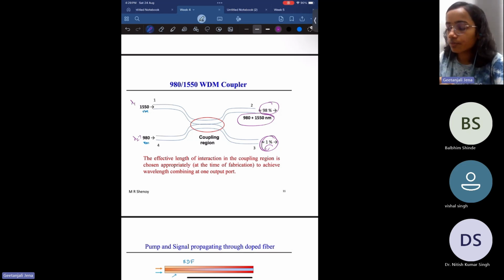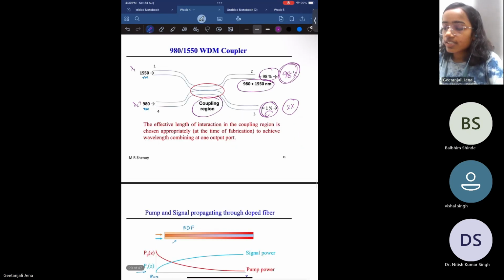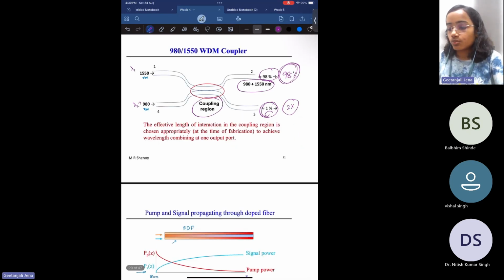And the performance of a WDM coupler depends on the length of this coupling region. So if you change the length, this percentage, initially it was 98 and 2%, right? If you change the coupling region, this percentage will also change. So depending on the coupling region, you can manipulate the power that is coming out through this output. So this is what a WDM coupler does.